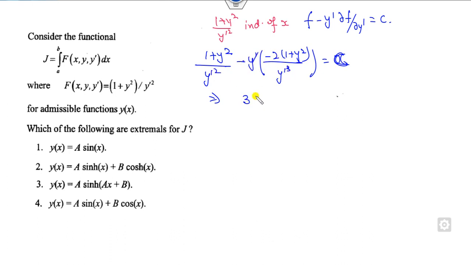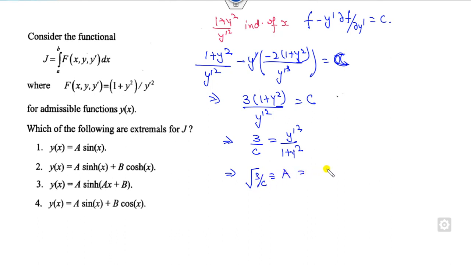So 1 plus... that is 3 times (1 plus y square) over, which is a constant. So I can write this as 3 over c is y dash square over 1 plus y square. I can take a square root. I can consider this as a constant. So this is my y dash over square root of 1 plus y square. Now I can integrate them. Once you integrate, it is ax plus b.